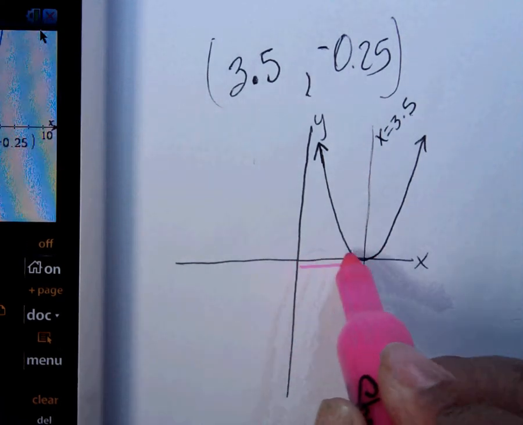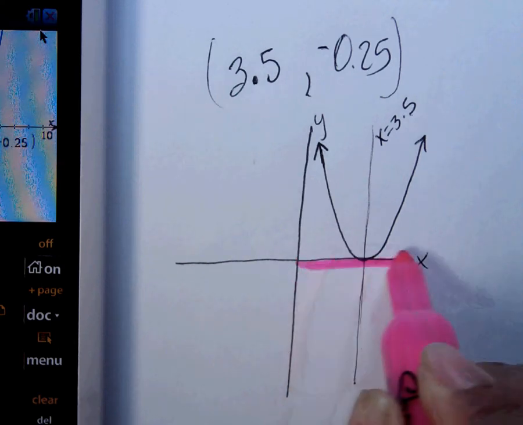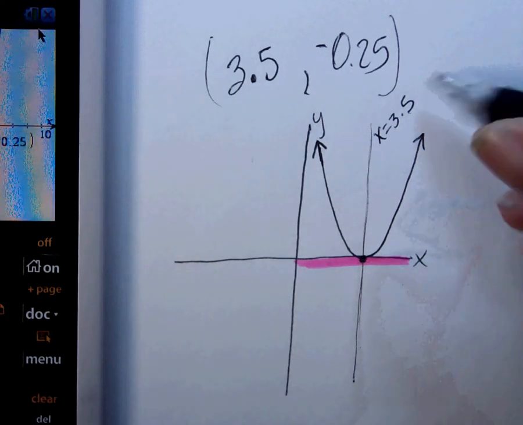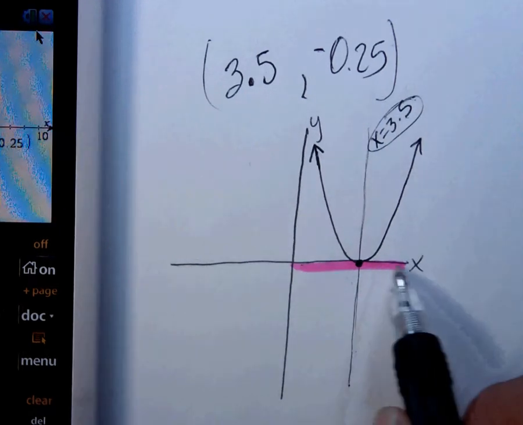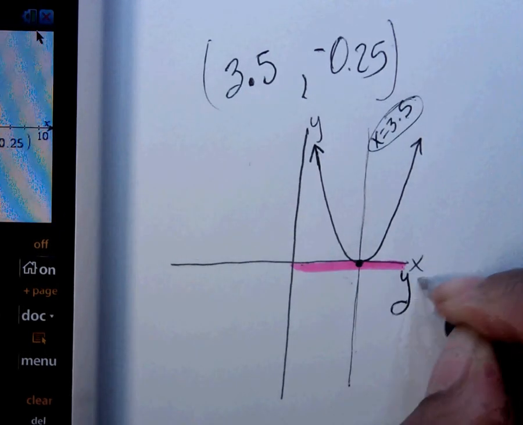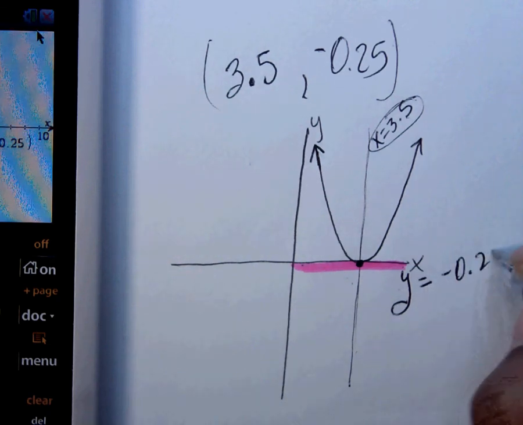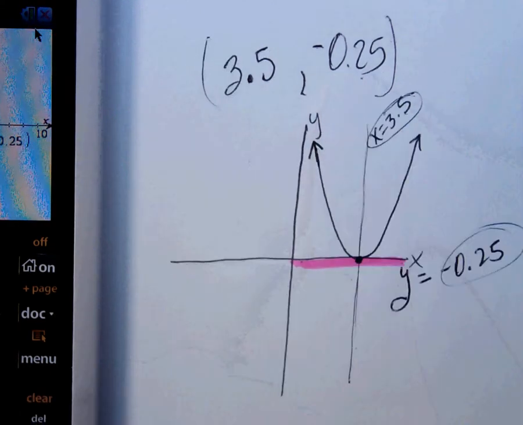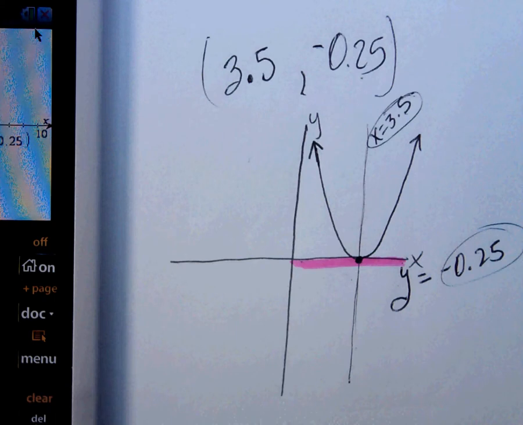This here is the minimum value, which gives me my vertex, which is that point. And so this plus this line, which is y equals, remember y values are horizontal, negative 0.25. That makes up my vertex point, which the calculator gave me, that happened at the minimum, okay?